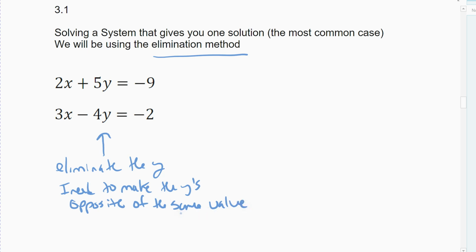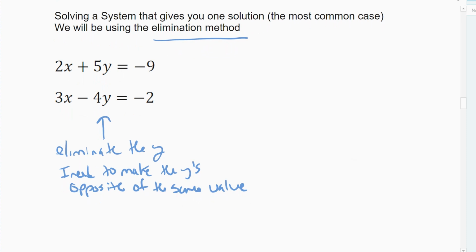They're already opposites, but they're not the same value. If I add them up, they won't be eliminated. If I took 5 minus 4, I'd still be left with a 1y. I don't want to be left with a 1y, I want to be left with a 0y. And so in this case, since 5 is a prime number, the smallest number I can get is 20, multiplying them by each other. I can get a 20 and a negative 20. So I'm going to make them plus and minus 20y. Then I can add them up and they'll be eliminated.